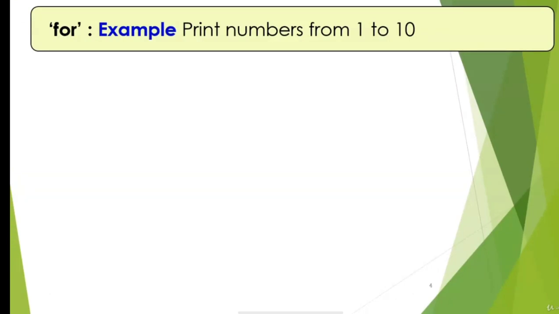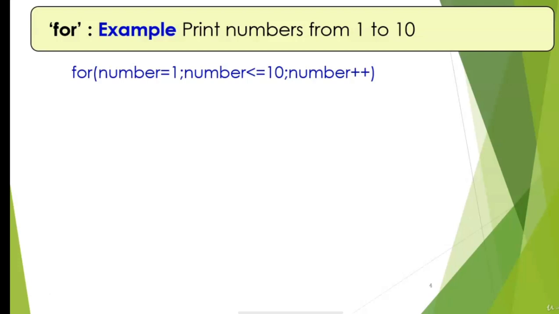Let's see an example of for loop. Again, we will go ahead with the same example that we want to print numbers from 1 to 10. Earlier we have done this using while loop and do while loop. Now we want to write this code using a for loop. So this is the way for loop is written. For in the bracket number equal to 1.